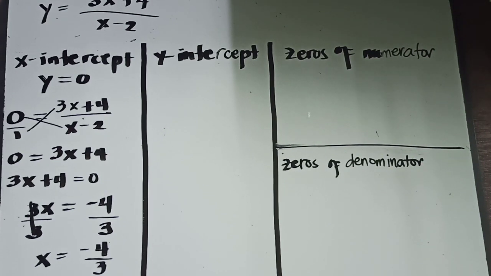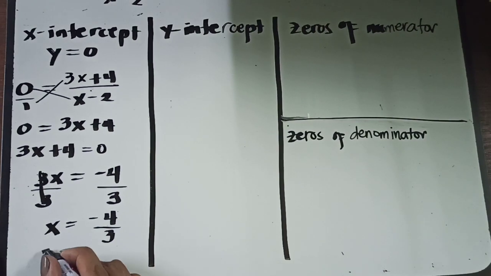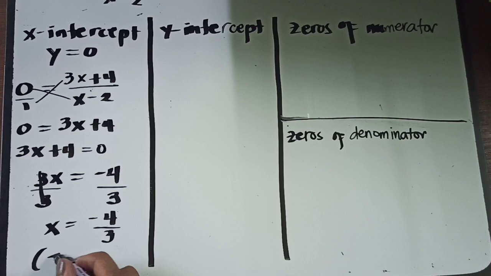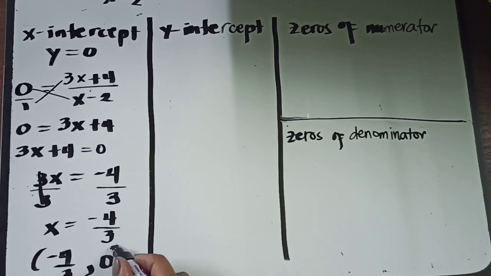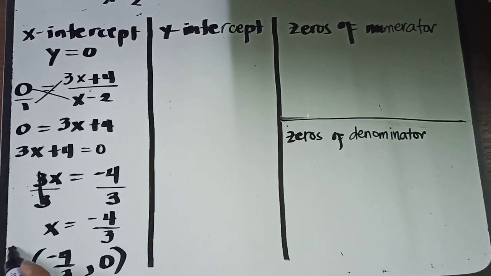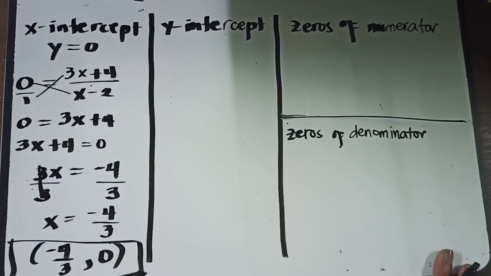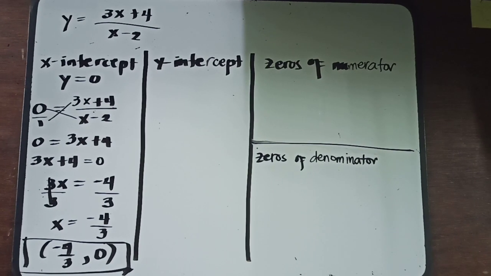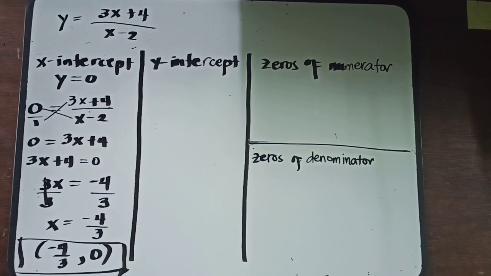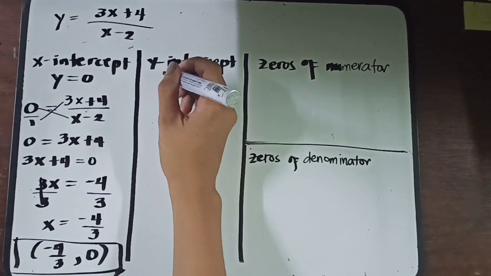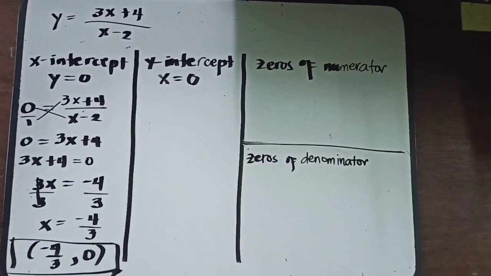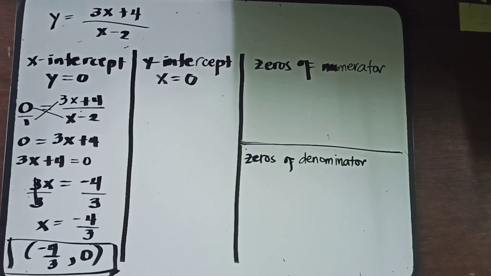So, the x-intercept, ang x-intercept ko ngayon is the value of x, which is negative 4 over 3, then the value of y, which is 0. So, ang x-intercept natin is negative 4 over 3 and 0. Okay, so next. Okay, so in y-intercept, that is an ordered pair where x is equal to 0. So, iset natin yung x be equal to 0 and solve for the value of y.